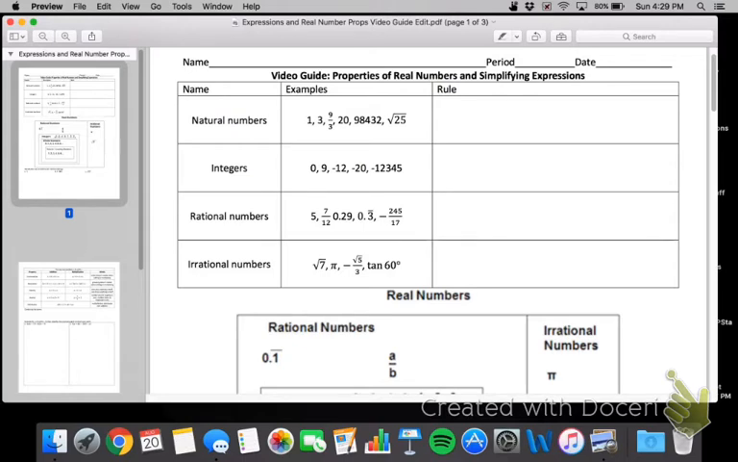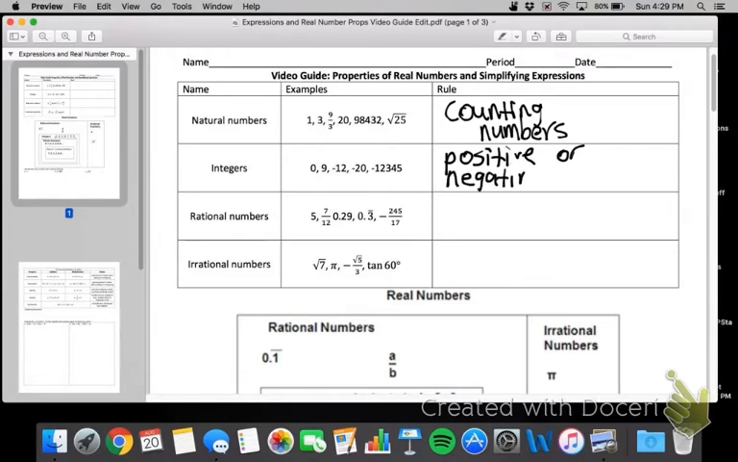So the natural numbers are the numbers that we count with. So our basic 1, 2, 3, 4, 5, 6, etc. We're just going to call these our counting numbers. And these are always whole numbers. And then our integers, that's where we include positive and negative numbers, and 0. So positive or negative whole numbers.